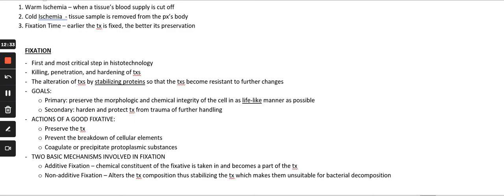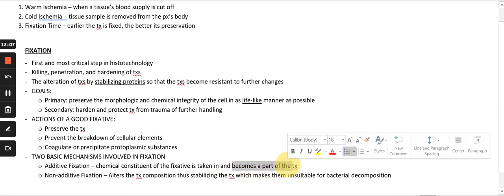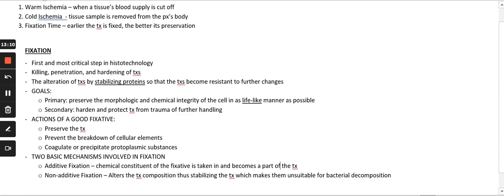Now, basically, what you should remember if you get confused is this: the first one, additive, is like when you have a partner, and you chat, and then that person sees your flaws, your imperfections, and that person still accepts you as who you are and who you will become. Right? Just kidding. That is for your additive fixation. So again, the fixative here is taken in and becomes a part of the tissue, becomes a part of your world. Right?